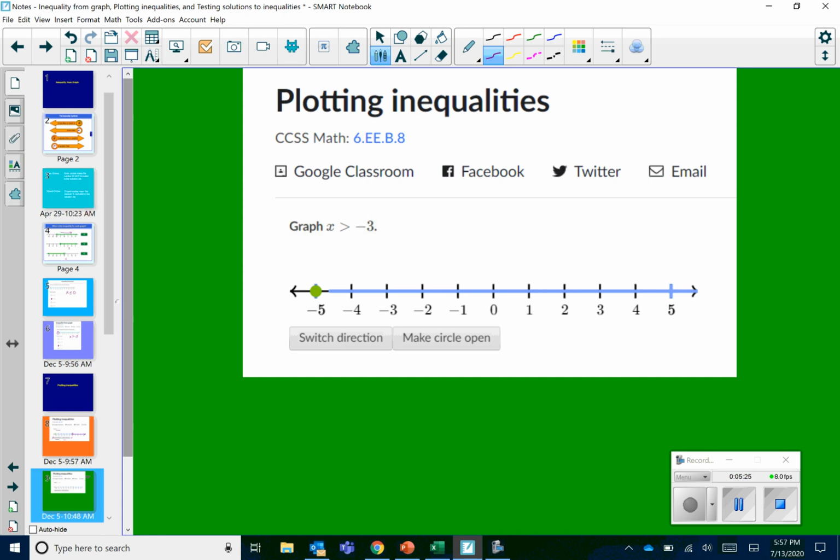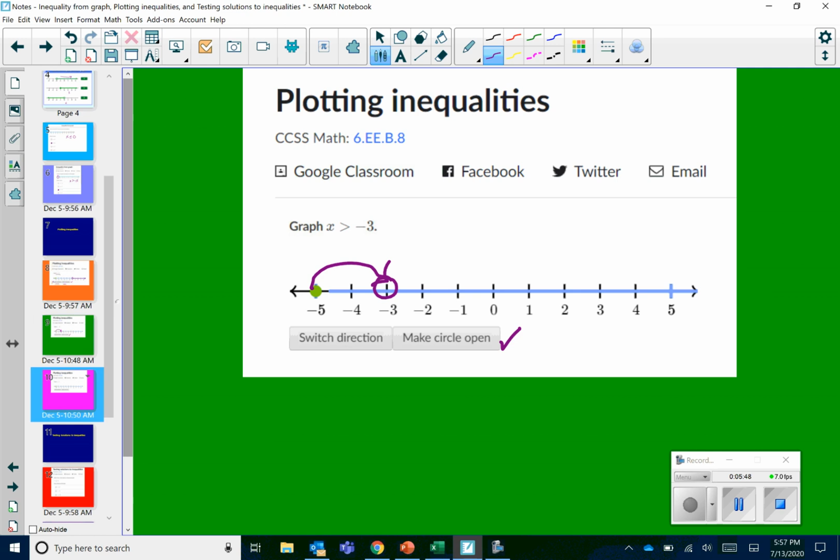Let's try another one. So this is x is greater than -3. So what I would need to do here is click the make circle open because it's a greater than symbol. My arrow is going in the right direction. And then I would just need to relocate this and move it to where -3 is.